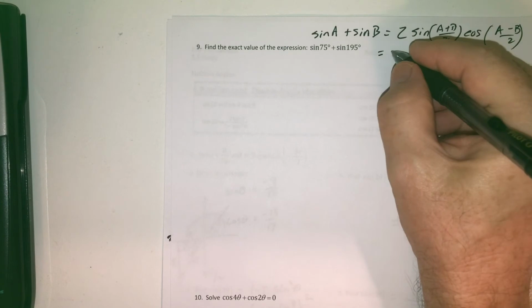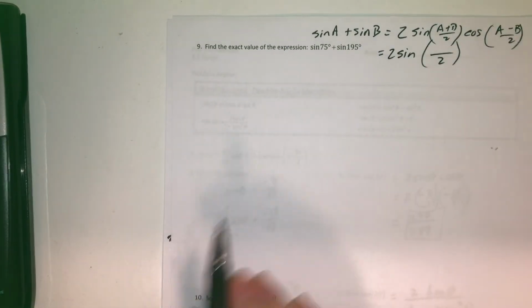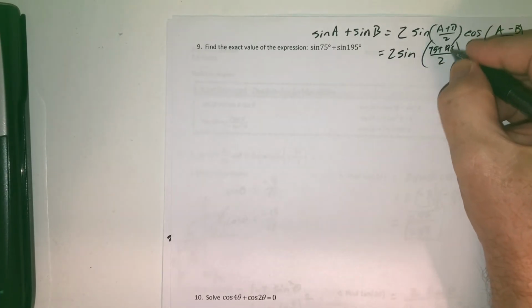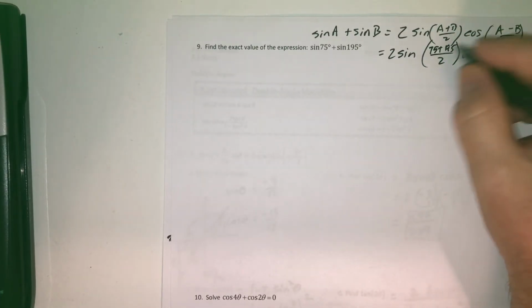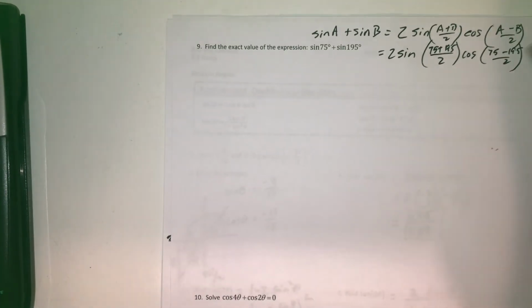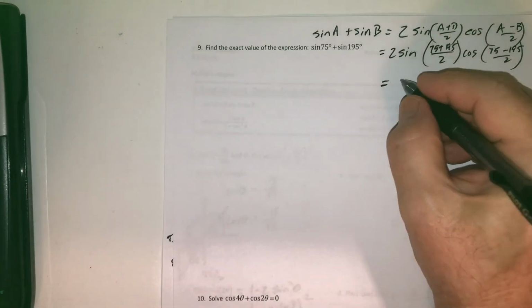So this will be equal to 2 times the sine. All right, alpha is 75, beta is 195. So this will be equal to 2 times the sine.